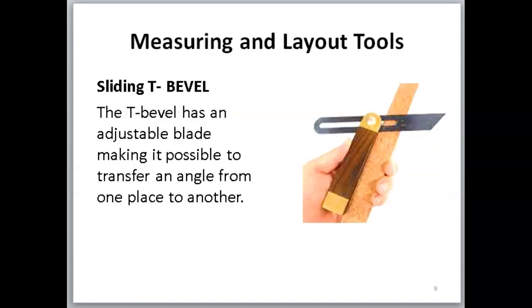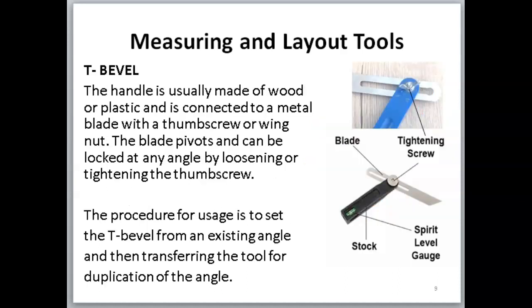Let's look at the sliding T-bevel. Now, the T-bevel or sliding T-bevel has an adjustable blade, making it possible to transfer an angle from one place to another, as can be seen. The handle is usually made of wood or plastic and is connected to a metal blade with a thumb screw or wing nut, and the diagram shows you the position of the wing nut. The blade pivots and can be locked at any angle by loosening or tightening the thumb screw.